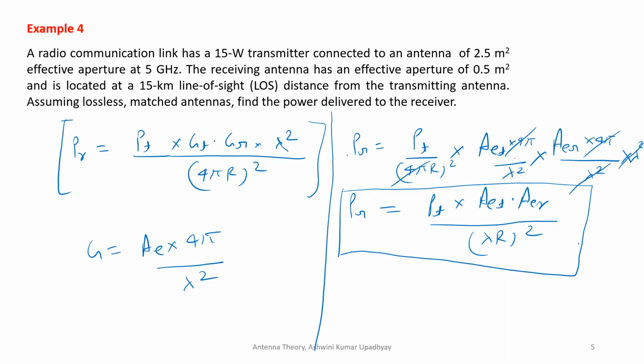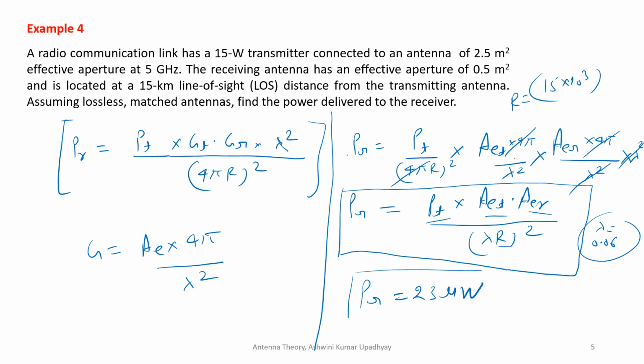You have the value of lambda as 0.06 meter, and you have the value of r, which is 15 kilometers. So you have to convert it into 15 into 10 to the power 3 meters. This is your value of r, and you already have these values in meter. PT is also given as 15 watts. So you put all the values and you will find your answer as PR is equal to 23 microwatts. You can just check it, put all the values and calculate, you will get the answer.